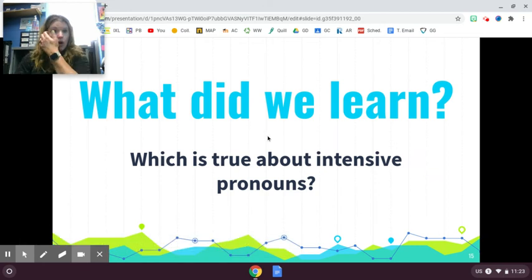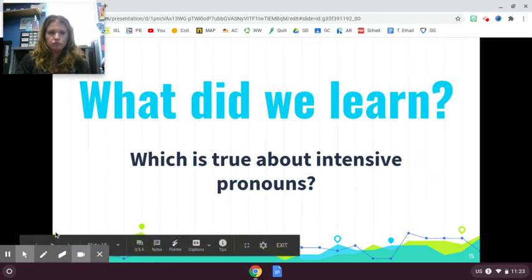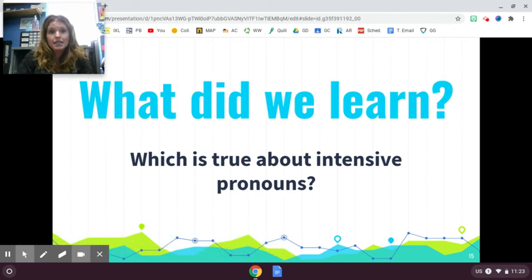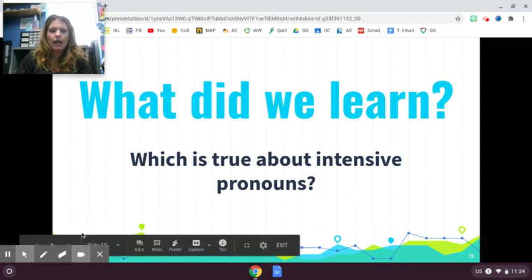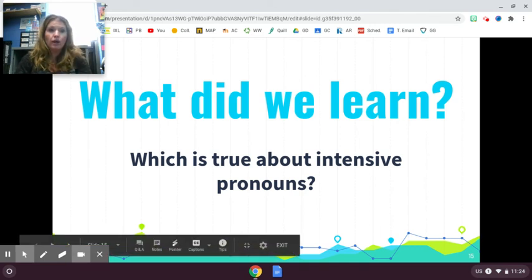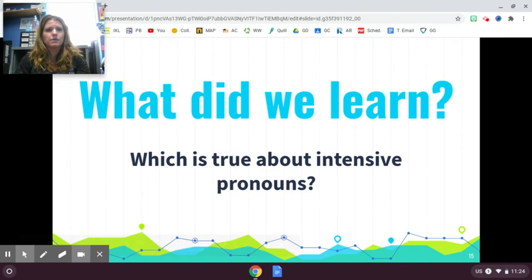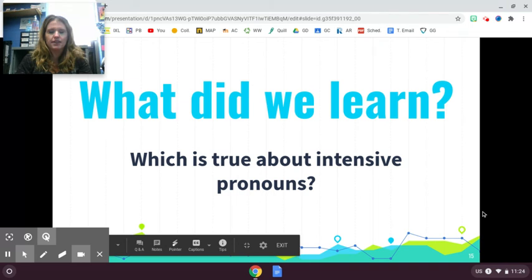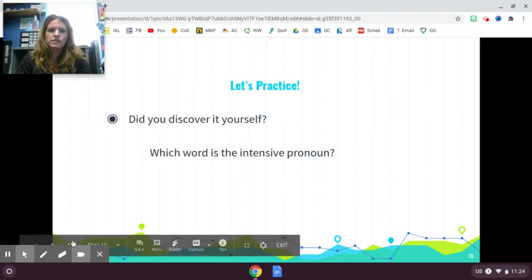So, which is true about intensive pronouns? All right, for that one, you should have selected all of the above. All of those things are true about intensive pronouns. They end in self or selves, they add emphasis to the subject of a sentence, and the sentence will still make sense if they're not in there. So if you're thinking, well, why do I want to include it then? It makes it stronger. I'm thinking of an instance where you're angry with someone because they didn't help. Well, I went ahead and I did it myself. You're just adding emphasis to that. So let's do some practice.